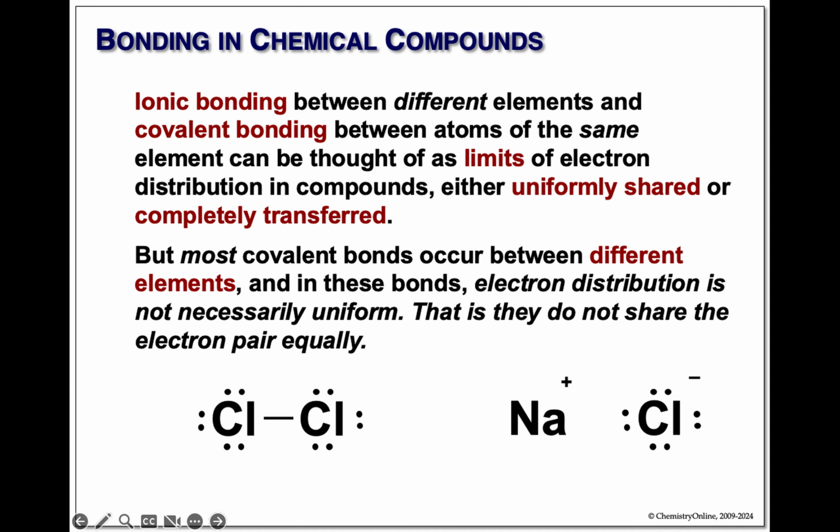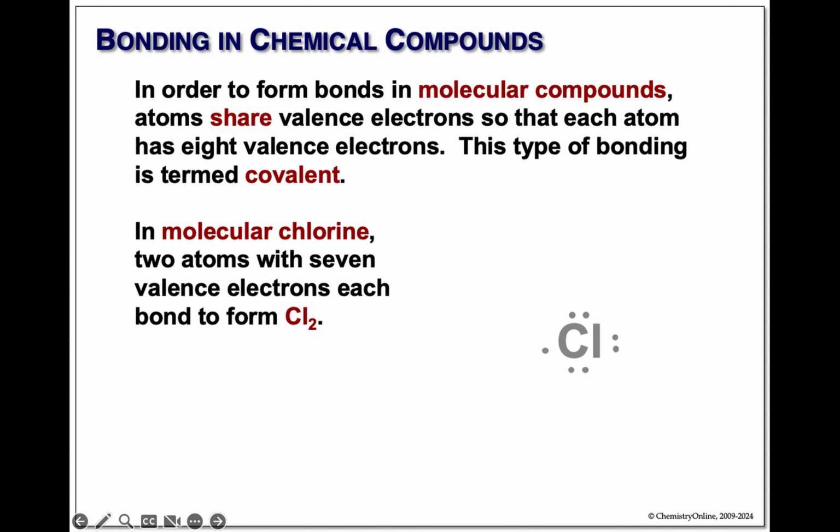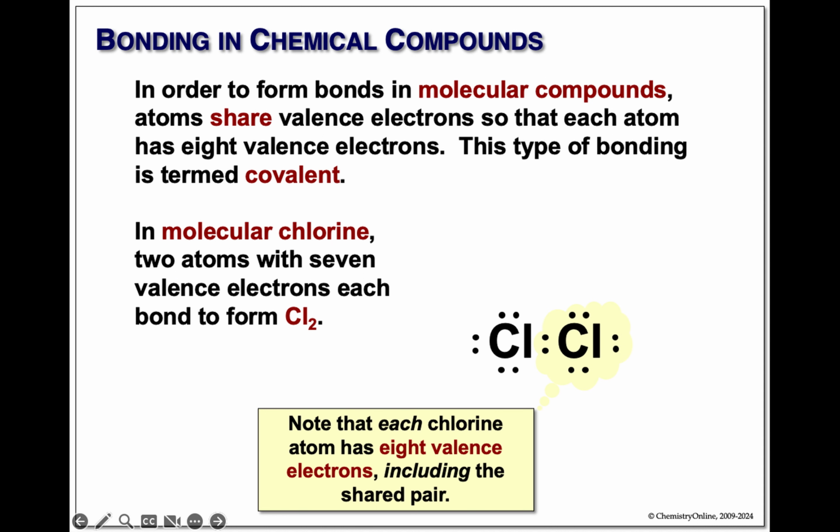Let's look at how we make a covalent bond here. Again, to make a chlorine-chlorine covalent bond, you would simply bring in another chlorine atom such that each chlorine has 8 valence electrons.